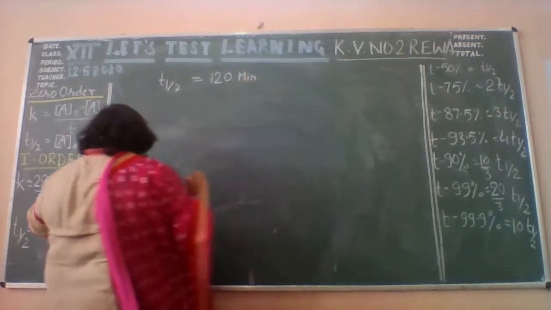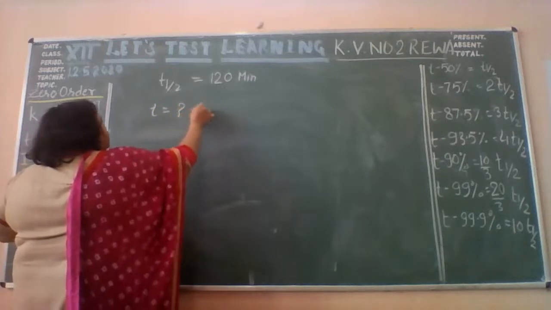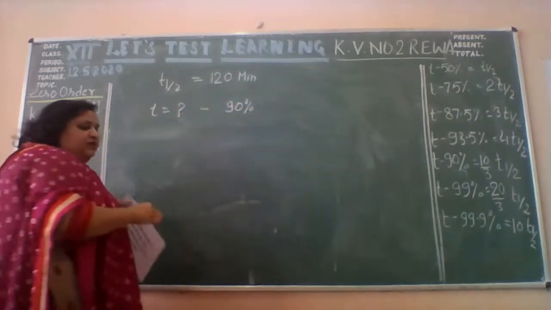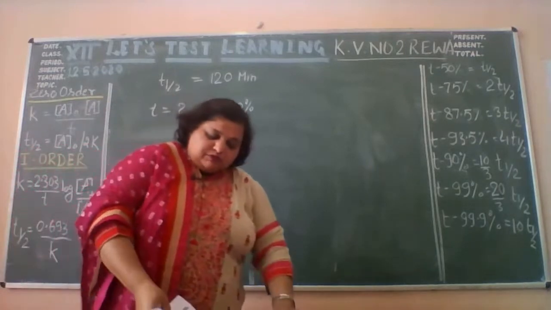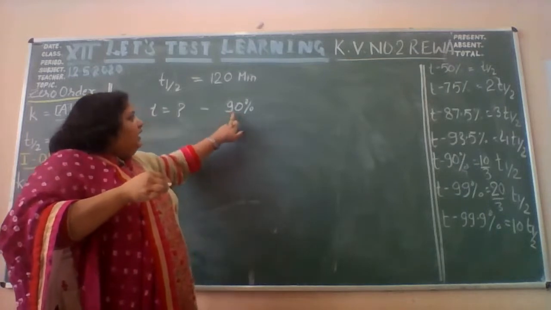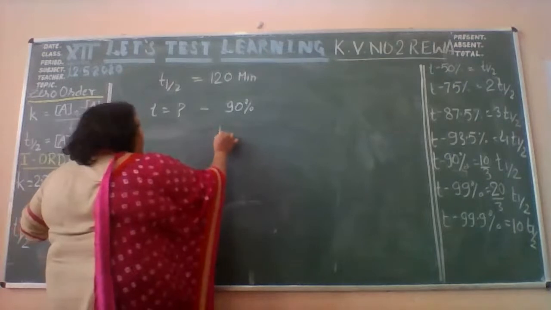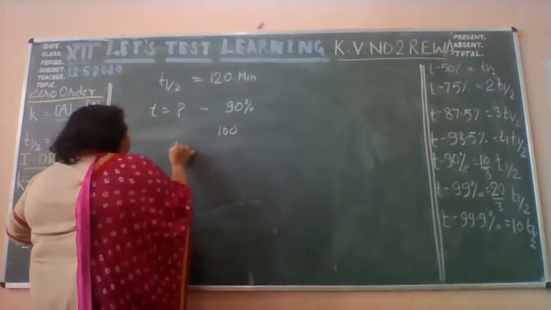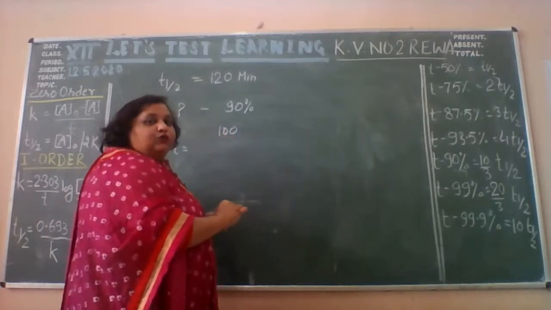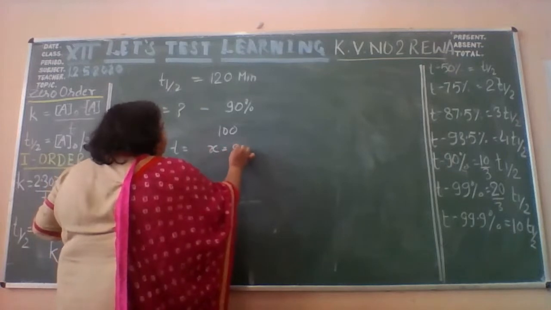What you have to find? The time for the completion of the reaction by 90%. 90% reaction completion का मतलब मैं आपको समझा देती हूँ. Sometimes you make a mistake here. This means the initial concentration is 100 and in the given time interval T, 90 parts of this convert into the product. Right? The value of X is here 90.